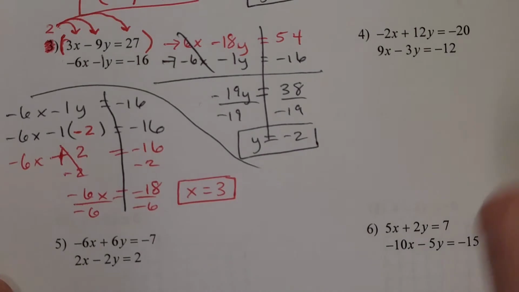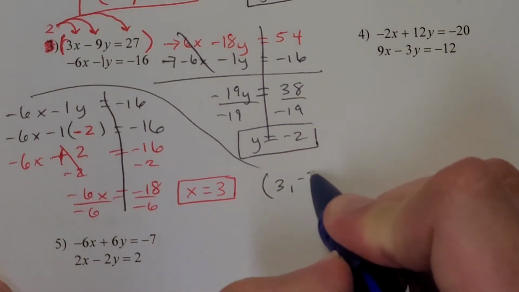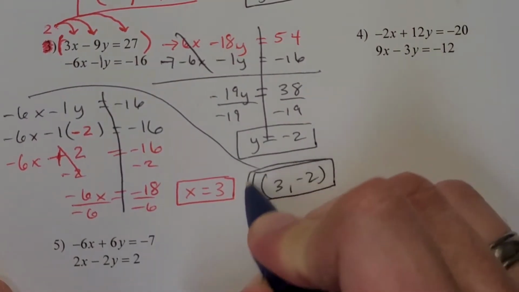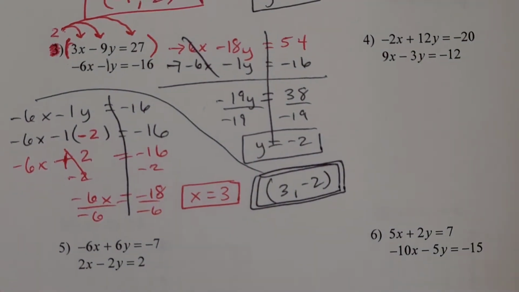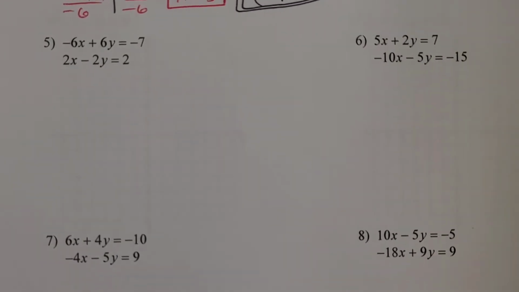Don't forget, take these two things, write them as a point. 3 comma negative 2. X always comes first, and then y. And we're done. Boom.